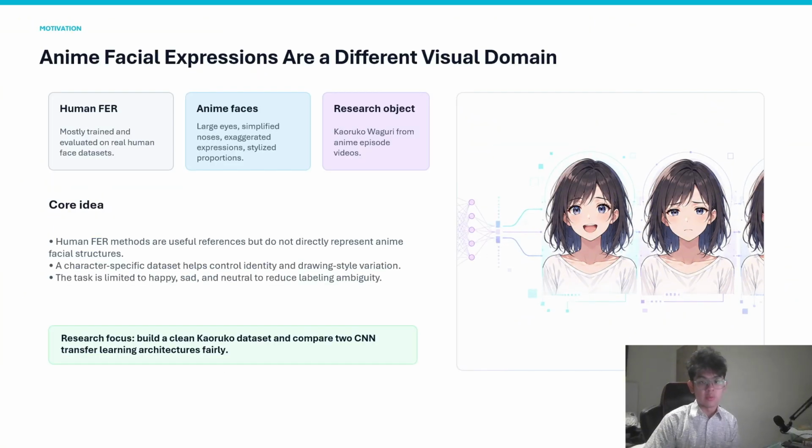Okay, so background. Anime facial expressions are a different visual domain. The background of this research starts from facial emotion recognition, or FER. In general, FER is a computer vision task where a model receives a facial image and predicts the emotional expression shown by the face. Most FER studies use real humans for their datasets. These datasets are very useful, but they mostly represent realistic human facial structures.